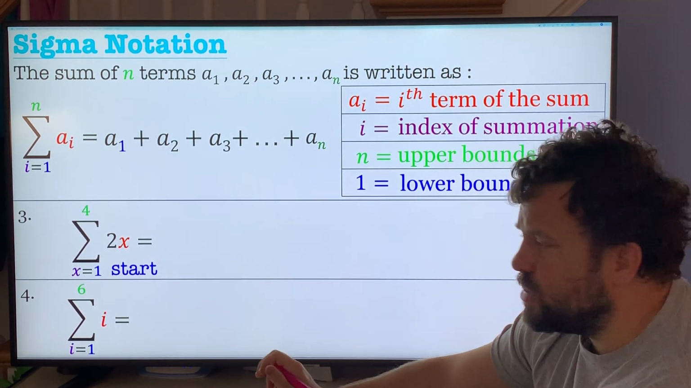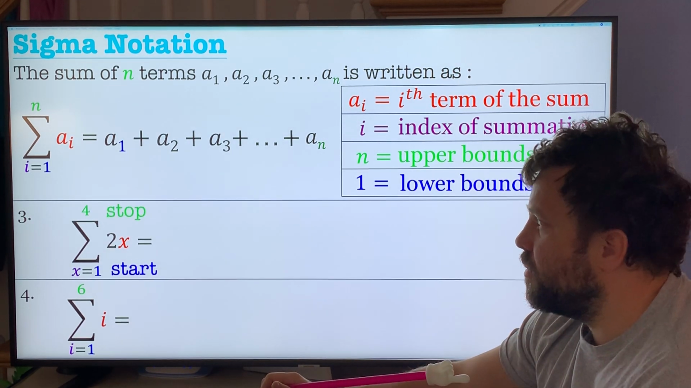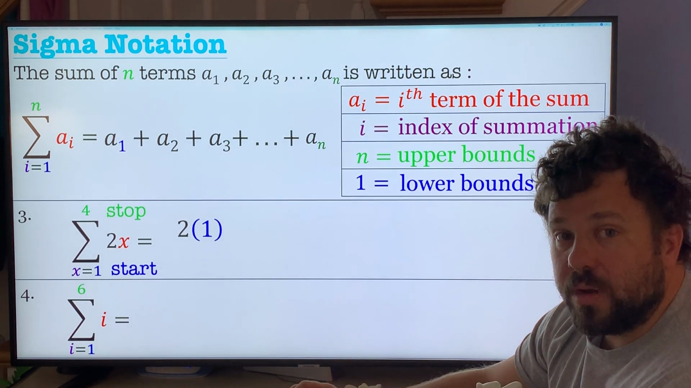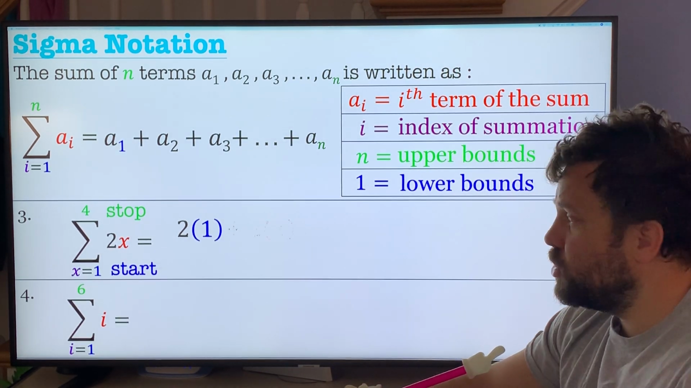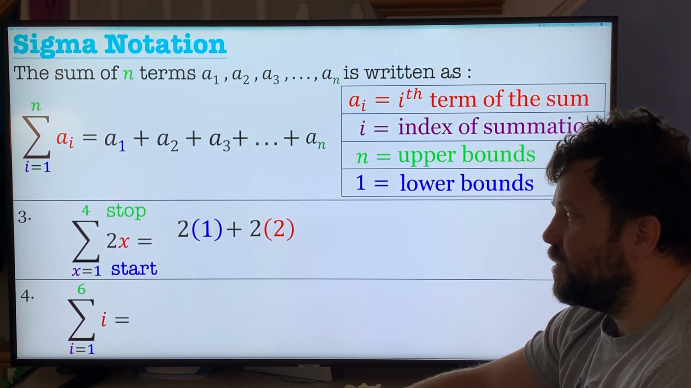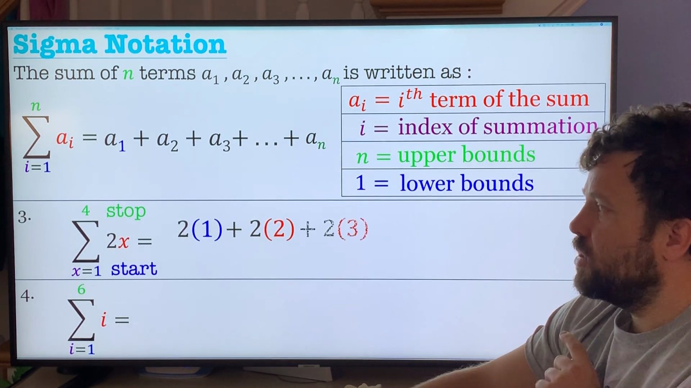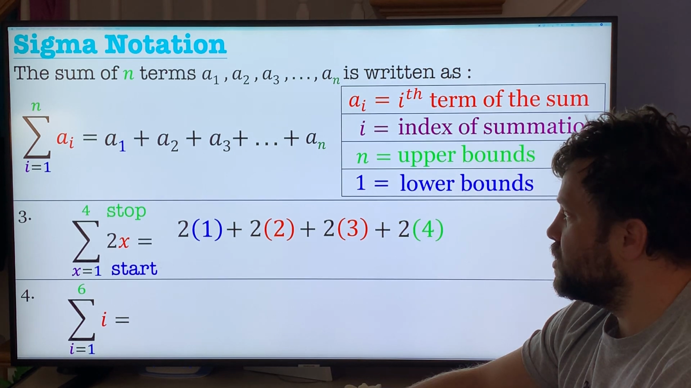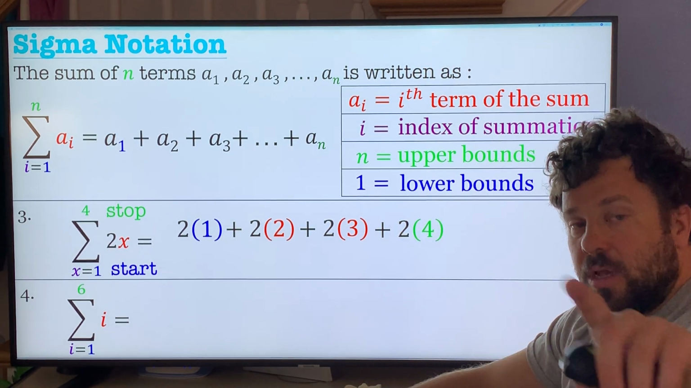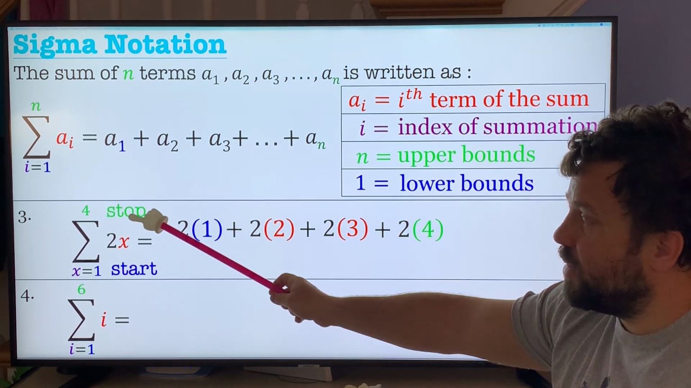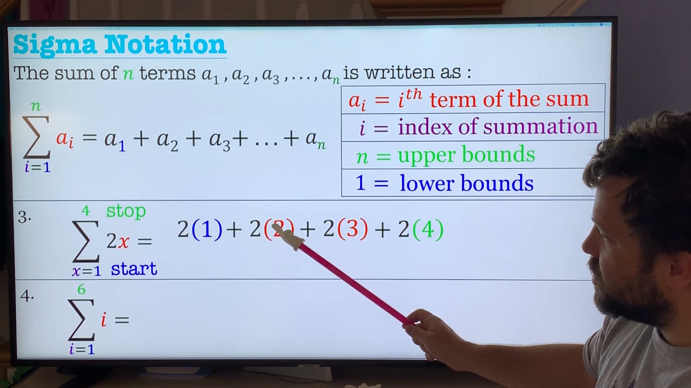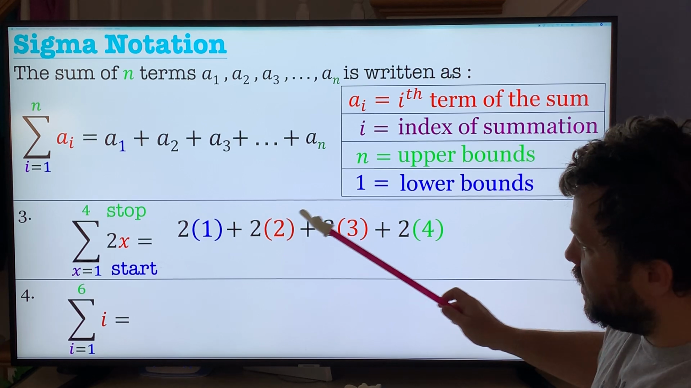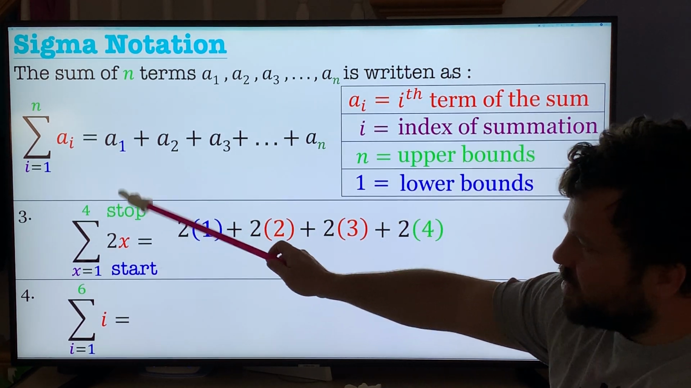So 2x would be 2 times 1, right? And then we're going to stop at 4. So you've got 2 times 1. Now what number comes after 1? 2 plus 2 times 2, because it's a sum, so you're adding, plus 2 times 3 plus 2 times 4. And we stop. Remember, we said we're going to stop at 4. So you're just going up through whole numbers from your starting one, adding 1 each time until you get to the stop point.